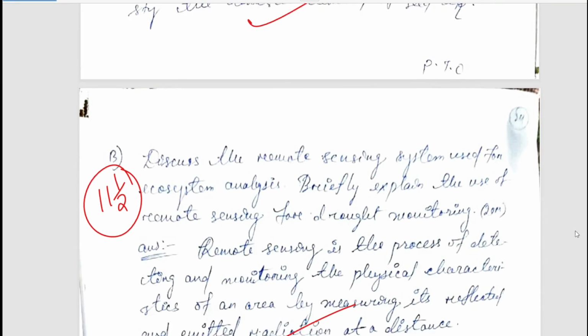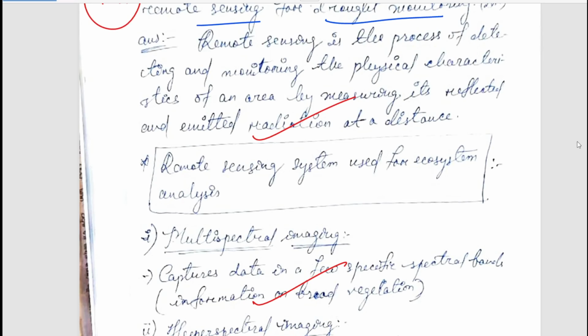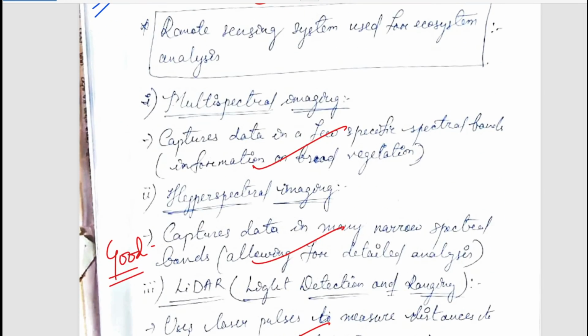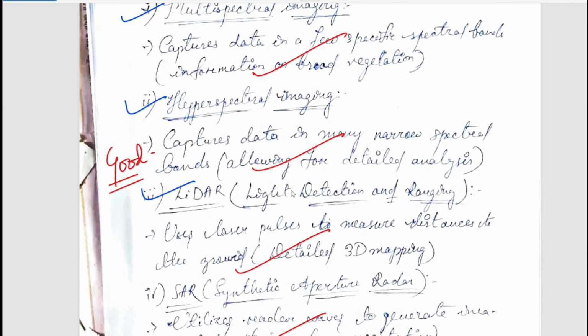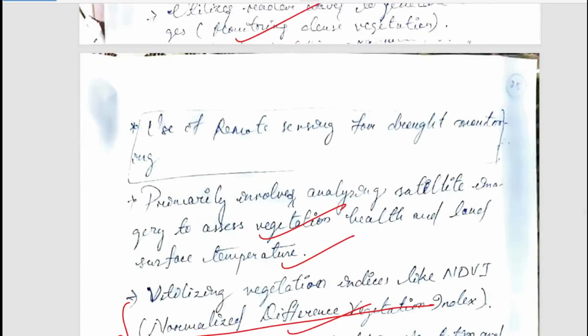Now the next question is, discuss the remote sensing system used for ecosystem analysis, and briefly explain the use of remote sensing for drought monitoring. Obviously you know what remote sensing is. Remote means not in contact or not in touch. So when we sense the soil through drones, satellites, airplanes, anything which is not in contact will come in remote sensing. Now how can it be used? Obviously it has multispectral imaging, hyperspectral imaging, LIDAR technology, that is use of light in detection, and SAR technology, that is synthetic aperture radar.